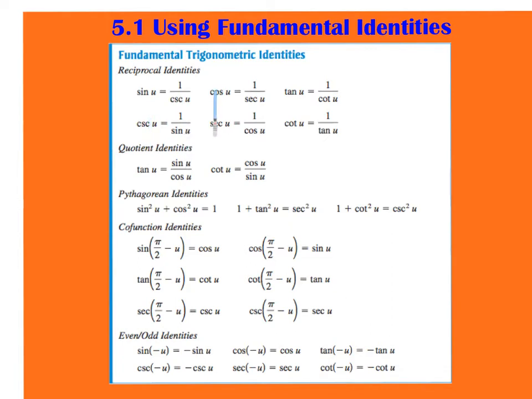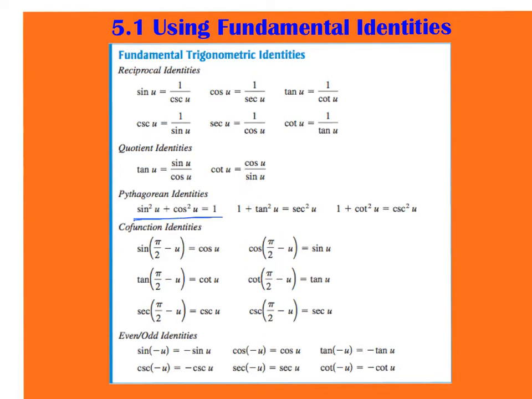Cosine goes with who? Who's its reciprocal? Secant. Tangent's reciprocal is cotangent. Quotient. So tangent is the same thing as sine over cosine. All right, and cotangent is the same thing as cosine over sine. All right. Now we're going to spend a lot of time on these Pythag identities.